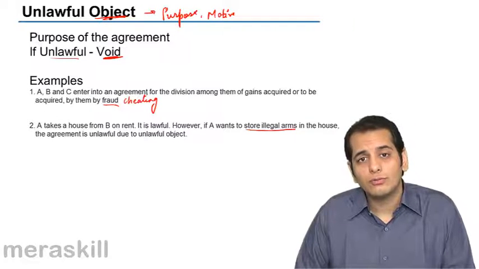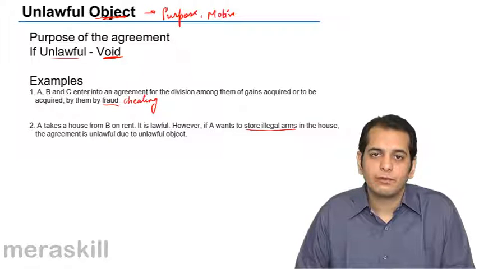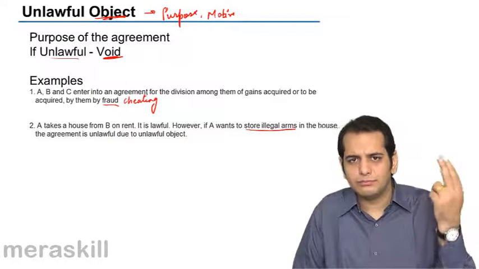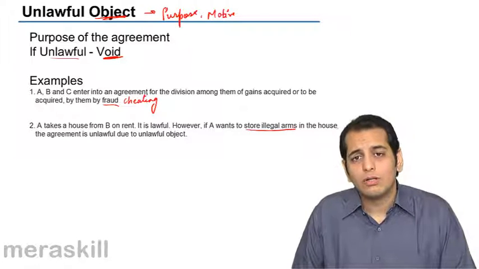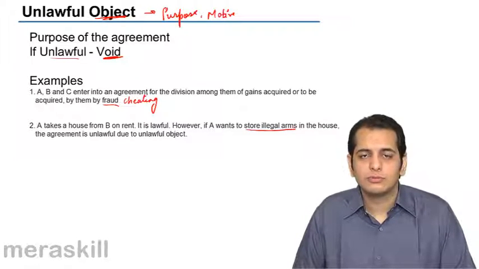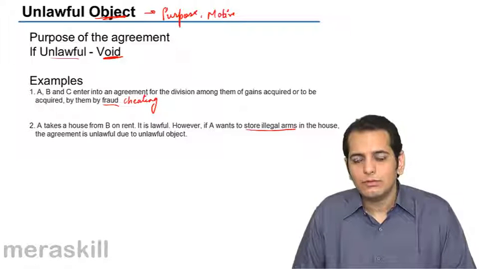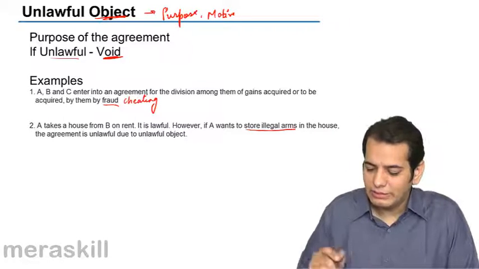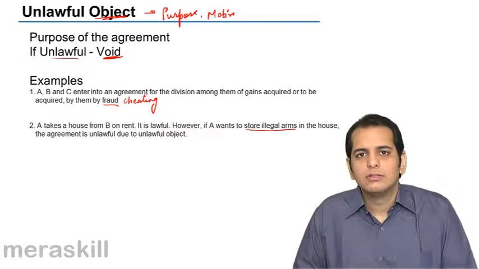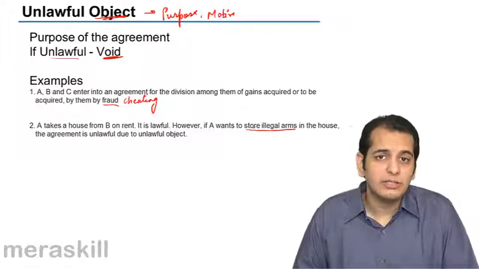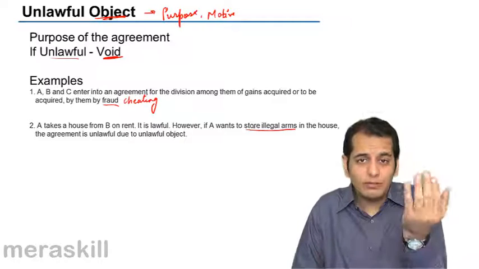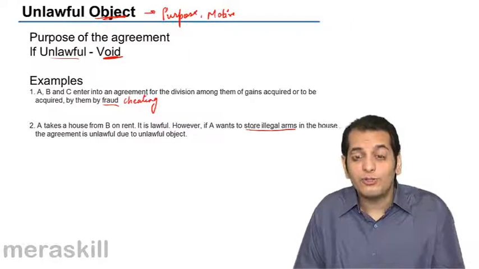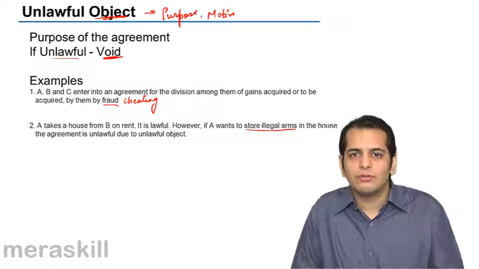Now, you are not allowed to store arms at your house. Arms means guns, pistols. So, you are not allowed to store such arms in your house if you do not have the license. Illegal means you do not have the license and you are storing them. This becomes illegal. So, illegal means something which is unlawful. So, the object of getting the house on rent becomes unlawful.